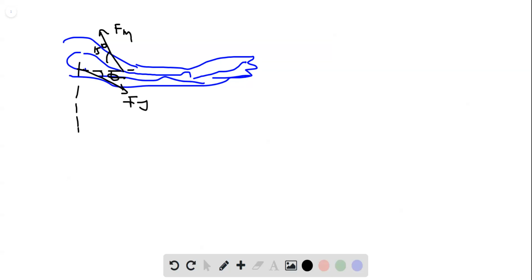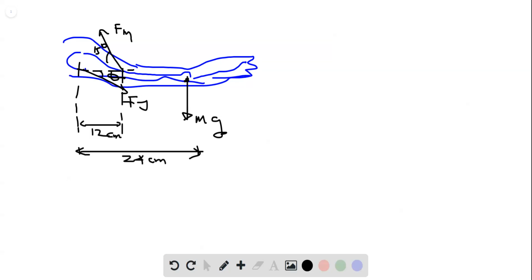The distance between the shoulder socket and the Fm force is 12 centimeters. And then the distance up until where the weight of the arm acts is an entire distance of 24 centimeters. So this is the information that we're given, with the total mass of the arm M being 3.3 kilograms.